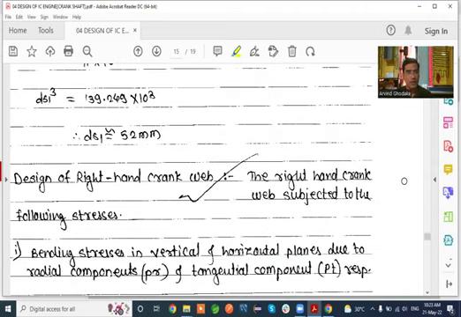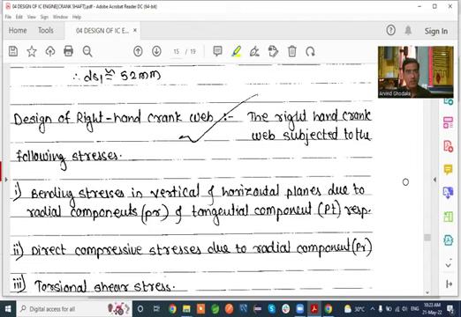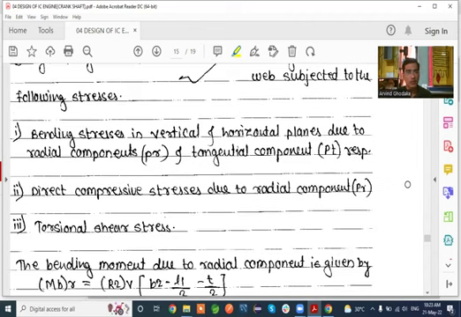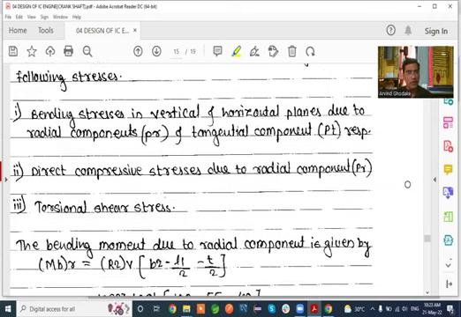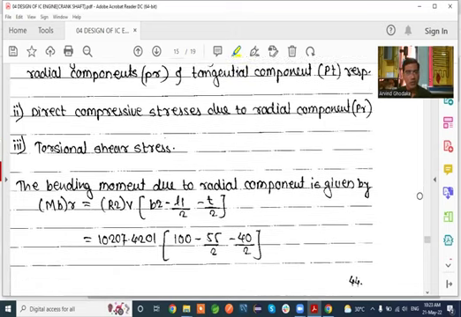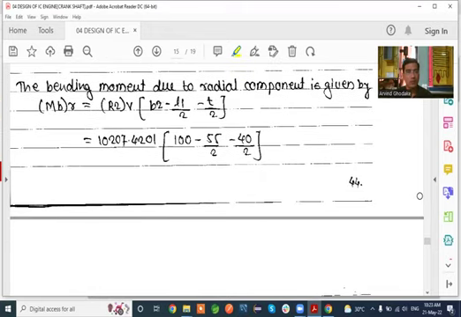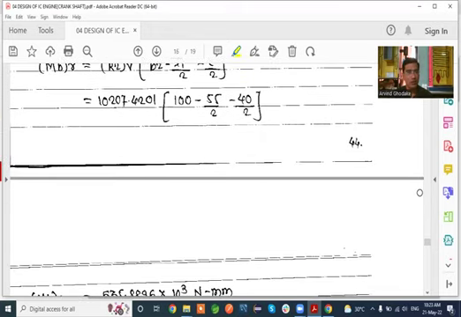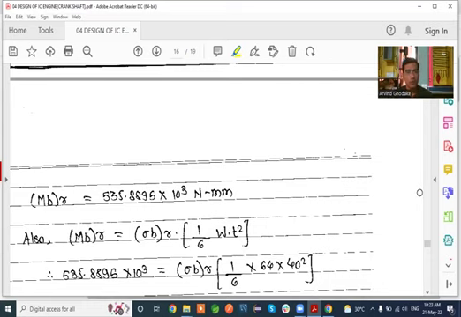Therefore, the right hand crank web is subjected to the following stresses: the bending stress in vertical and in horizontal plane, then the direct compressive stress due to the radial component PR, and the torsional shear stress. These are the three stresses. Therefore, the bending moment due to the radial component is calculated using this formula. After putting the values, the bending moment due to the radial component will be equal to 535.88 into 10 raised to 3 Newton mm.